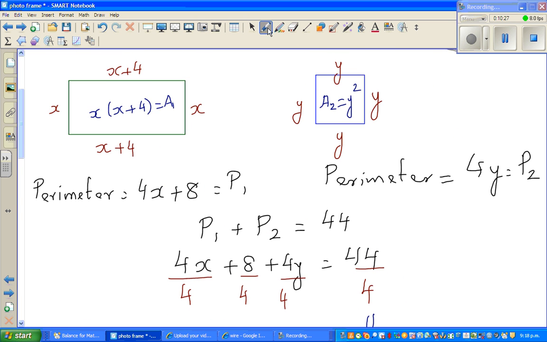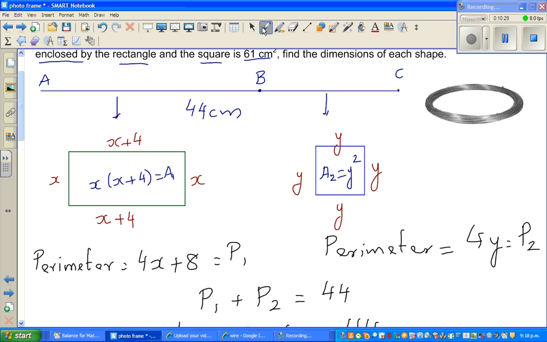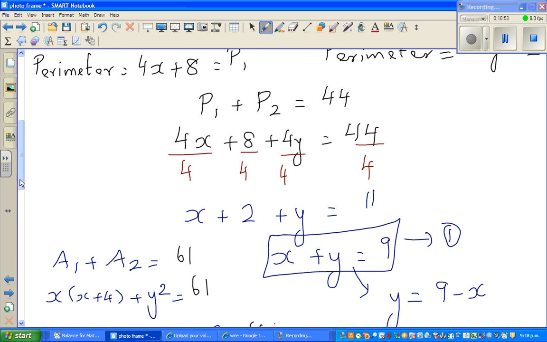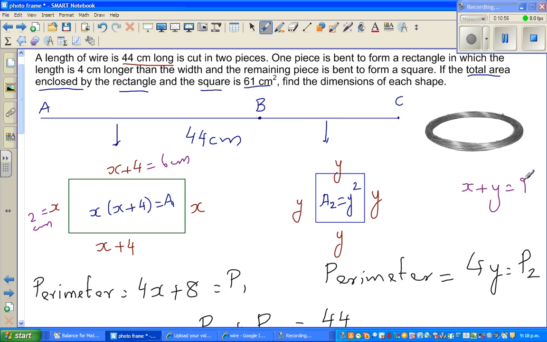So here I'll show the answers. I'll use different colors for different answers. So let me use violet. If x is 2, this would be 2 plus 4, 6 centimeters. So what is the relation between x and y? So x plus y was 9. Let me show you that first. x plus y is 9 and x is 2, so y has to be 7. So 7 and 7. So in this case, let us check only one thing.